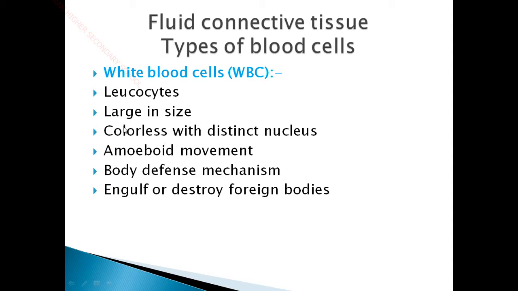So we have seen in the previous slide, RBC cells when matured lack a nucleus, but white blood cells have a distinct nucleus, and they show amoeboid movement. So what is this amoeboid movement? Have you ever heard of a protozoan called amoeba, which has the ability to change its shape often for its movement and for getting its prey?